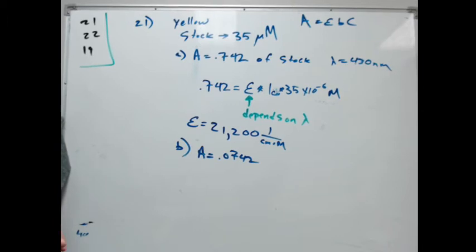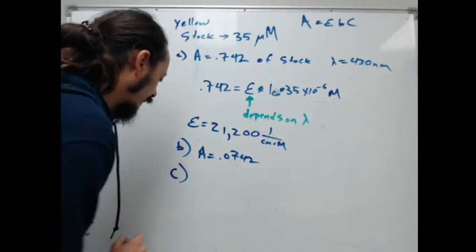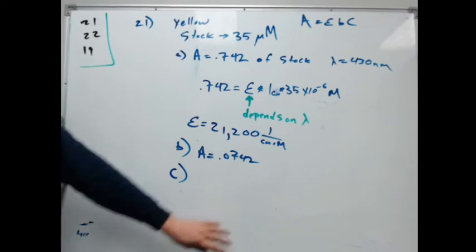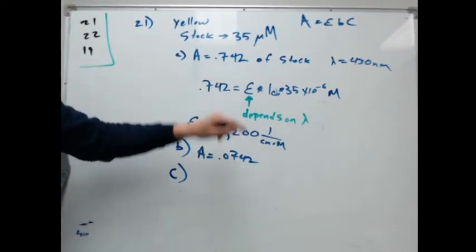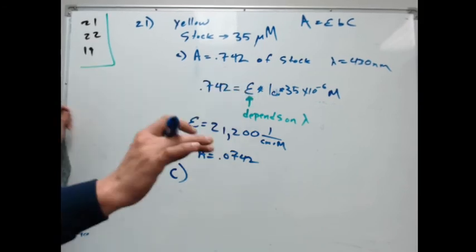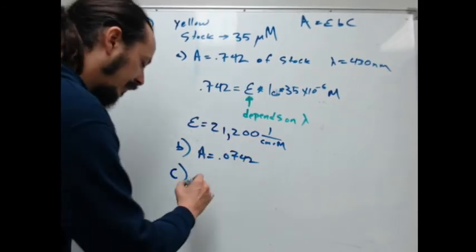What's part C ask us? An unknown sample of the same dye has a measured absorbance at the max wavelength of 0.532. What is the concentration of the sample? Same, do you need molar absorptivity to calculate this? So notice in this case, lambda is still the same. As long as lambda is the same, we don't have to worry about it because epsilon is the same. And we had an absorbance of 0.532.